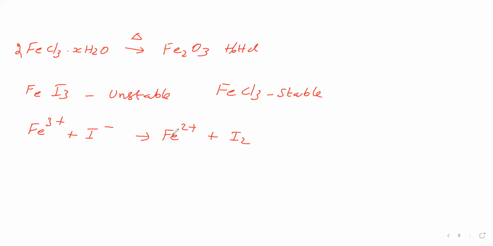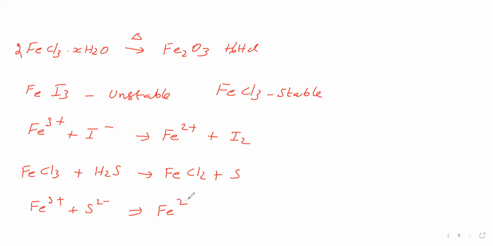Next, we will take ferric chloride solution and pass H2S gas through it. We get ferrous chloride and sulfur, because ferric is reduced by sulfide. Sulfide reduces ferric, therefore ferric becomes ferrous, and sulfide undergoes oxidation and becomes sulfur.